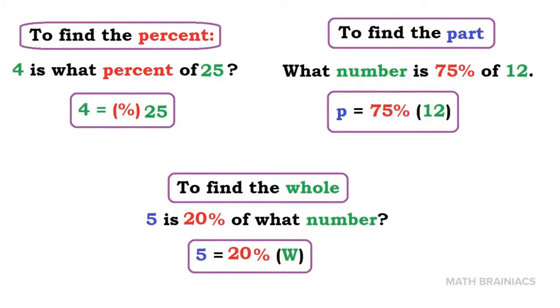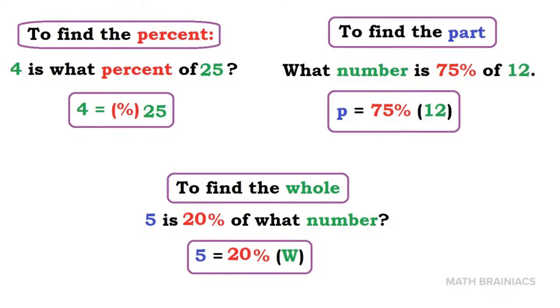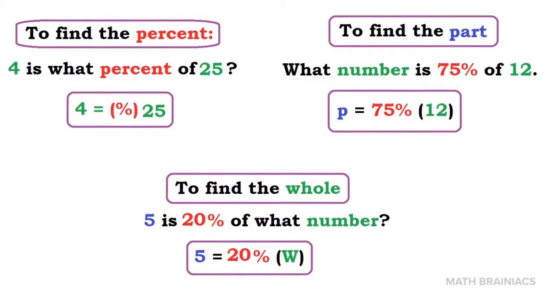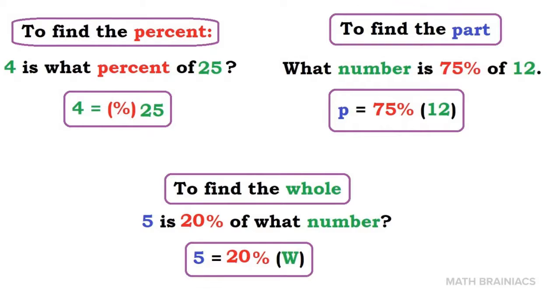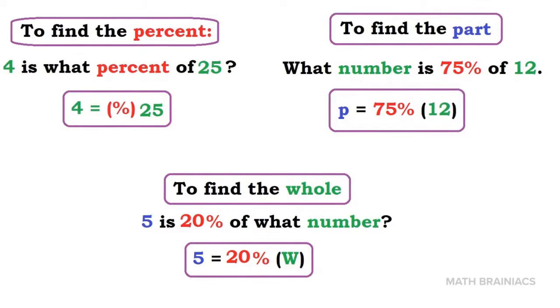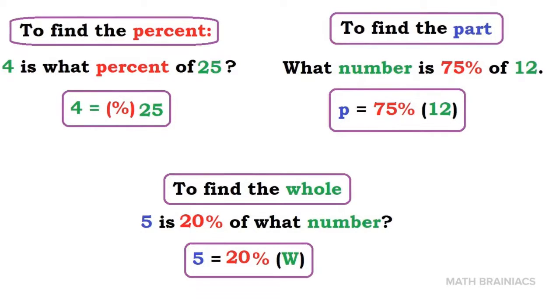I want you to remember this key. To find the percent, the part, or the whole, just translate the sentences smartly. Whenever you find the word is, remember that the symbol of is equal to. And you can translate the sentences smartly into equation. Okay?